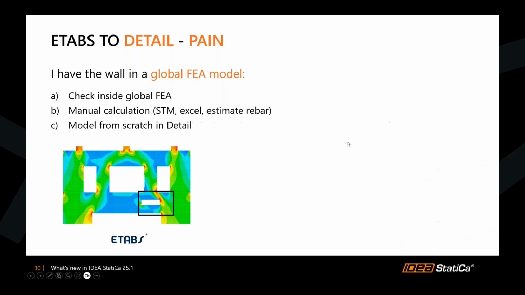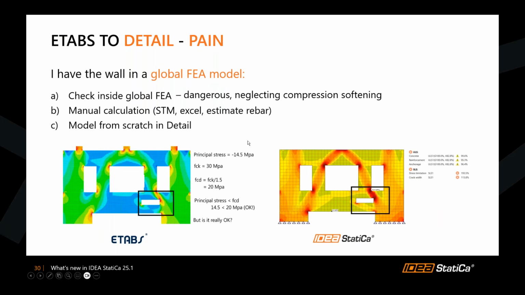So what was the pain that we heard from the engineers using ETABS? Let's say you have a wall in a global FEA model, and the wall is quite confusing, quite hard to design by hand. So what is the option? People will say check inside the global FEA, which is ETABS, but it's quite dangerous because it's neglecting the compression softening effect. Just an illustration: the principal stress here is actually less than the design capacity, but is it really okay? You are not very sure. But if you bring it to Detail, then you can see that the wall is actually failing.